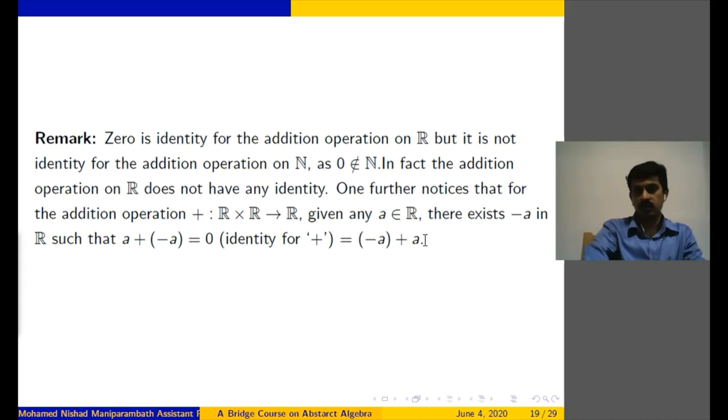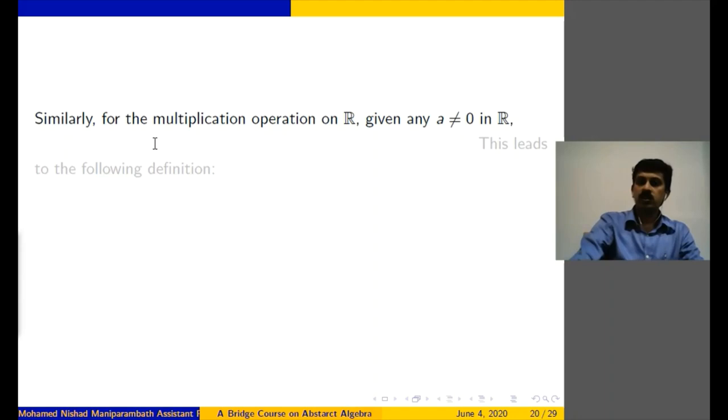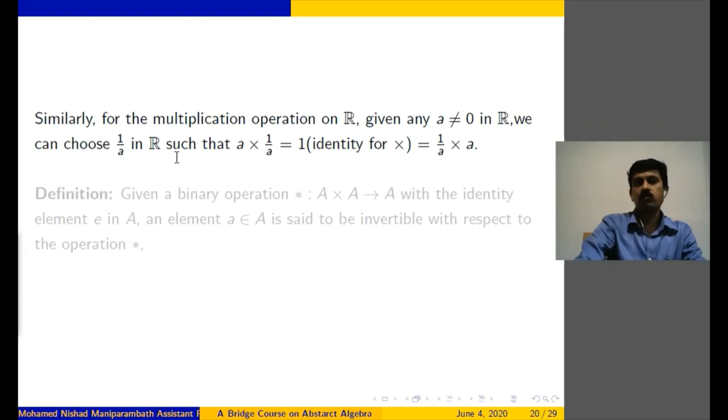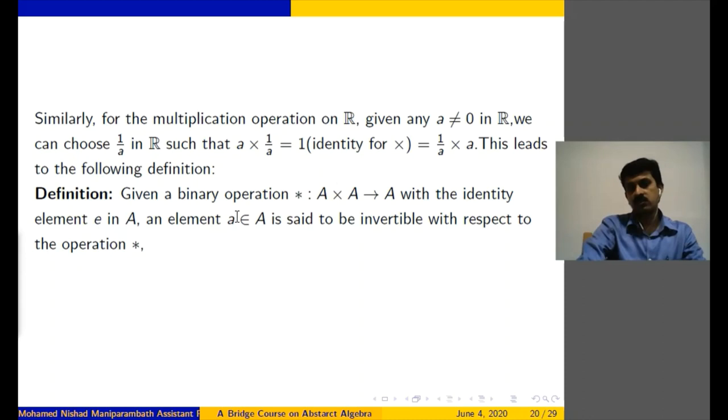Similarly, for the multiplication operation on R, given any non-zero real number A, we can choose 1 by A belonging to R. There exists a real number 1 by A such that A into 1 by A is equal to 1. 1 is the identity for multiplication, and also 1 by A into A. This leads to the following definition. The definition is very important for stepping into group theory.